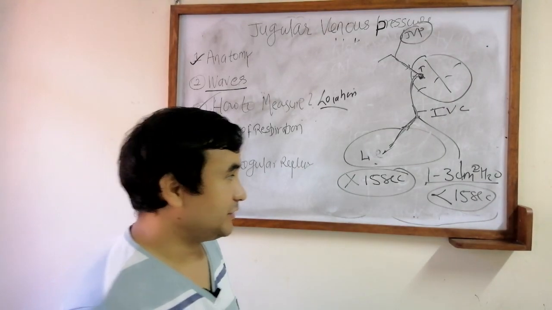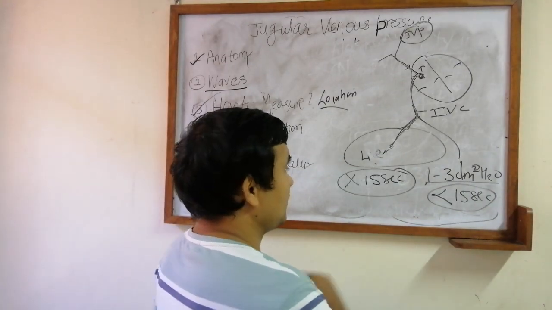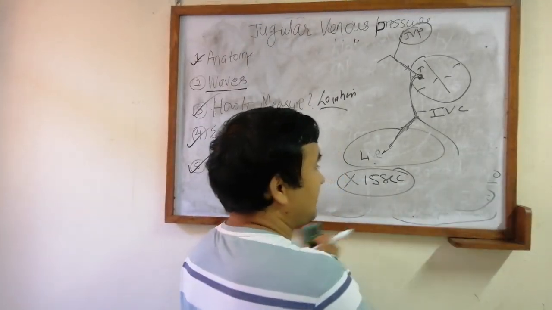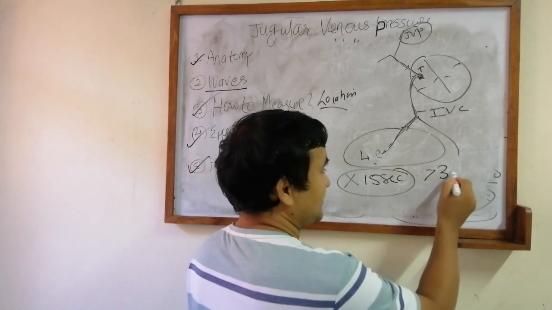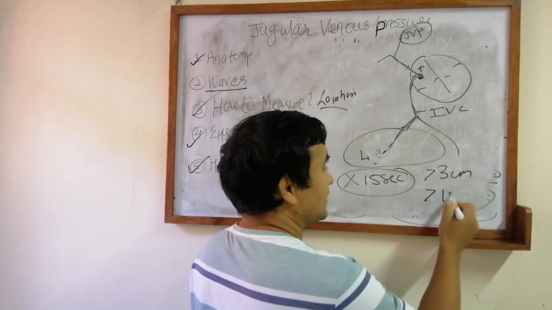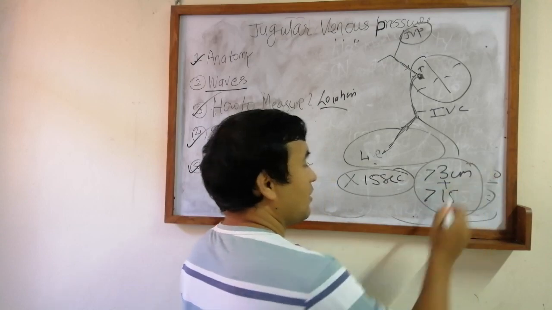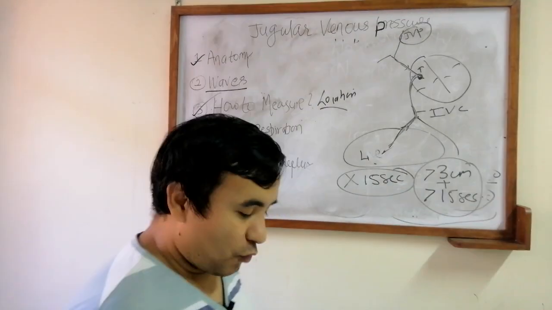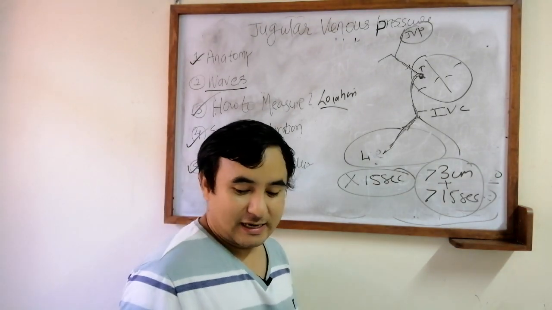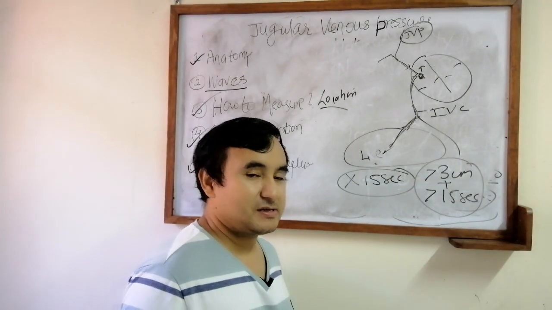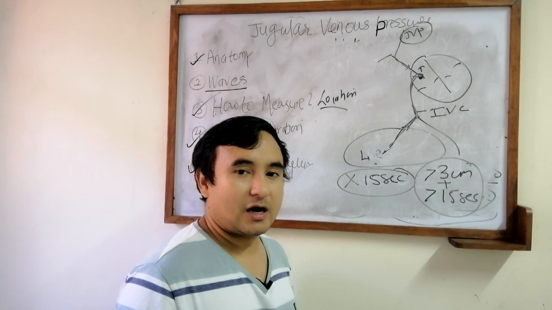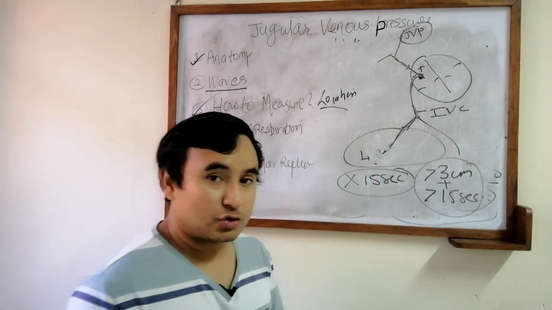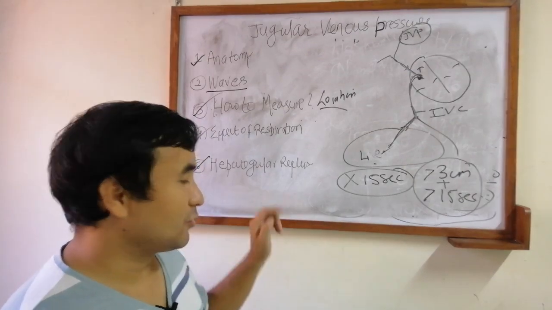But if there is a problem over the right atrium or right ventricle, if there is already an increase in pressure, then what happens? There will be an increase in JVP by more than 3 cm and for more than 15 seconds. Then this is called the positive hepatojugular reflux, and it can detect incipient right-sided heart failure.